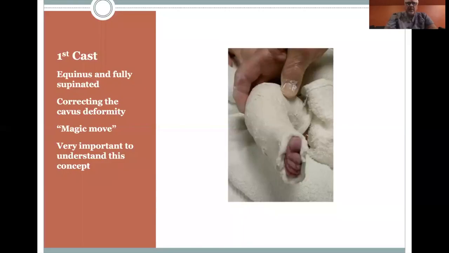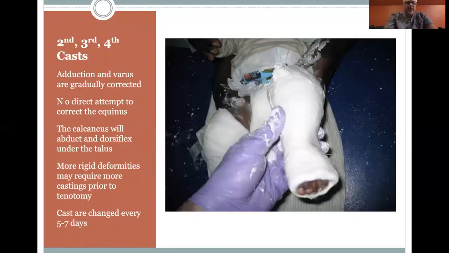And it's the very first step in correcting the deformity. The second, third, and fourth cast is going to consist of adduction and varus, which are gradually corrected. There's no direct attempt to correct the equinus deformity. The calcaneus will abduct and dorsiflex under the talus as you're moving the foot over.